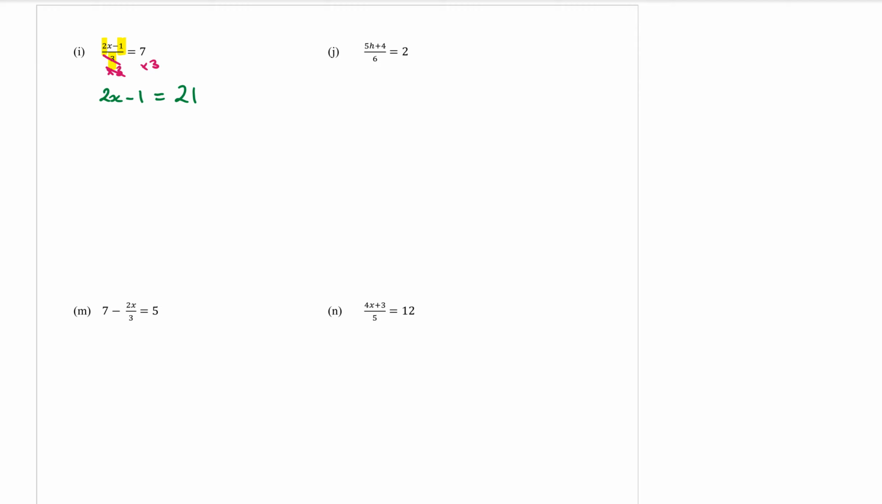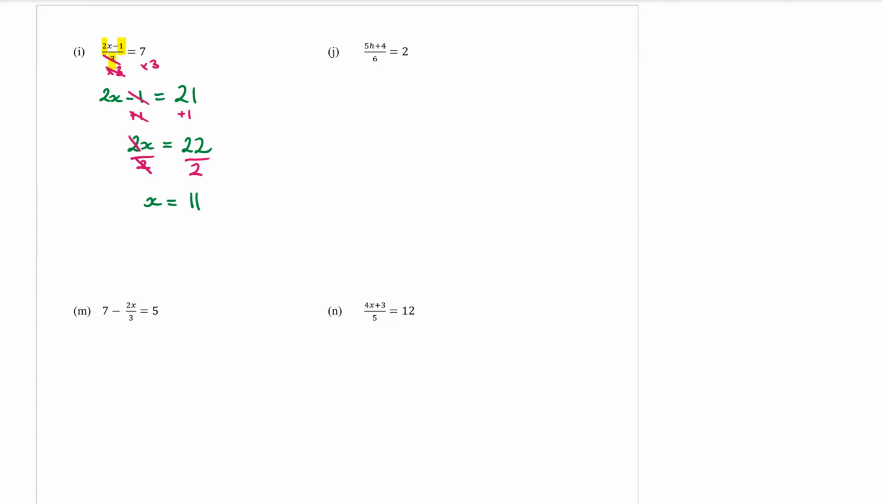Then I need to get rid of the 1 next. Because it's negative 1, I'll need to plus 1 to get rid of that. That leaves the 2x, and 21 plus 1 makes 22. Then finally I can get rid of the 2 by dividing by 2. X is now finally by itself. 22 divided by 2 is 11. Okay, so you can see the 3 steps in the green writing there.